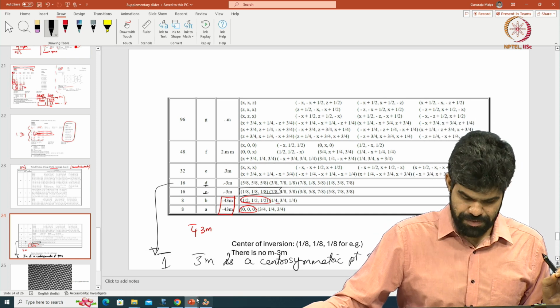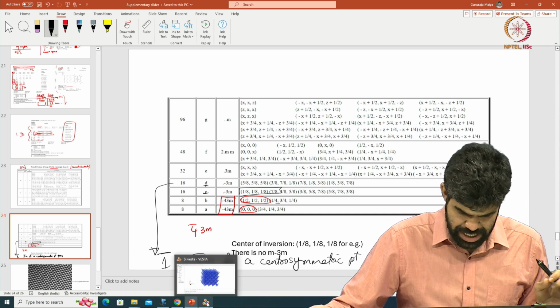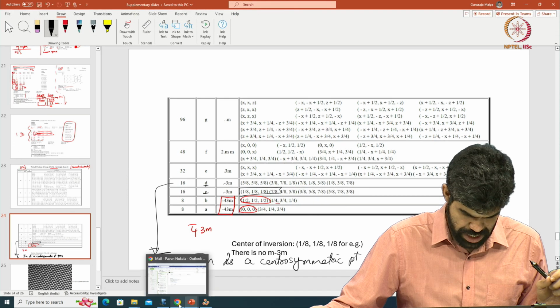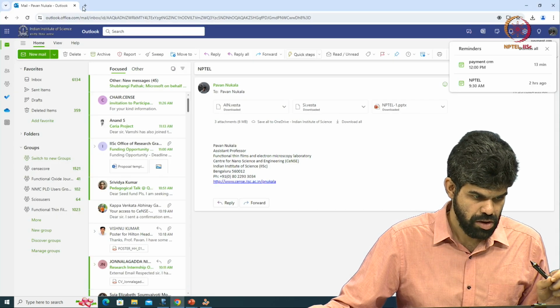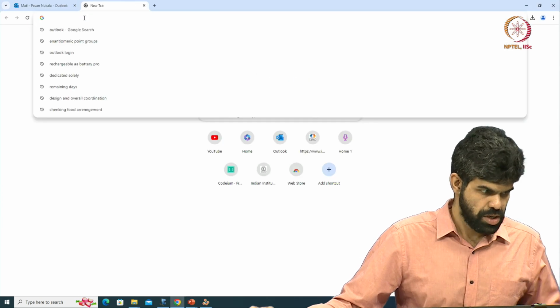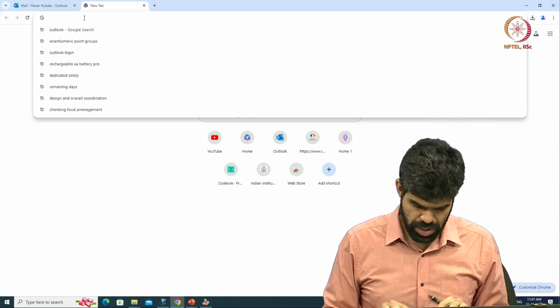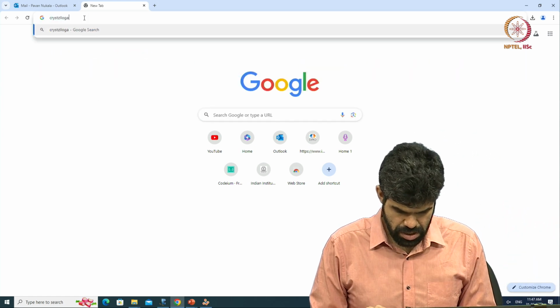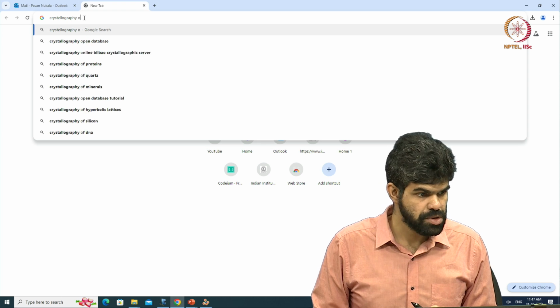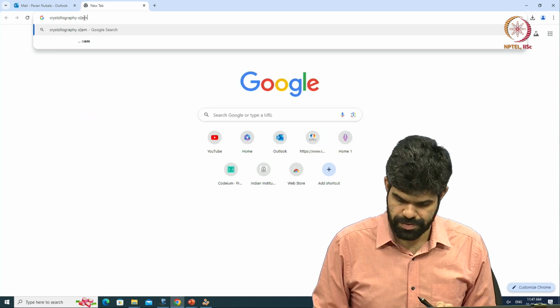So, essentially if I look at a crystal which is not silicon, let me download that. So, let me go to crystallography open database. Maybe you can also see how I am downloading these structures. Sorry.